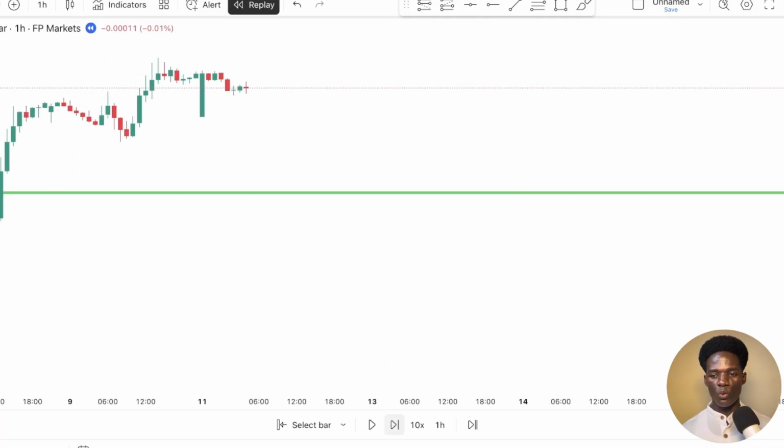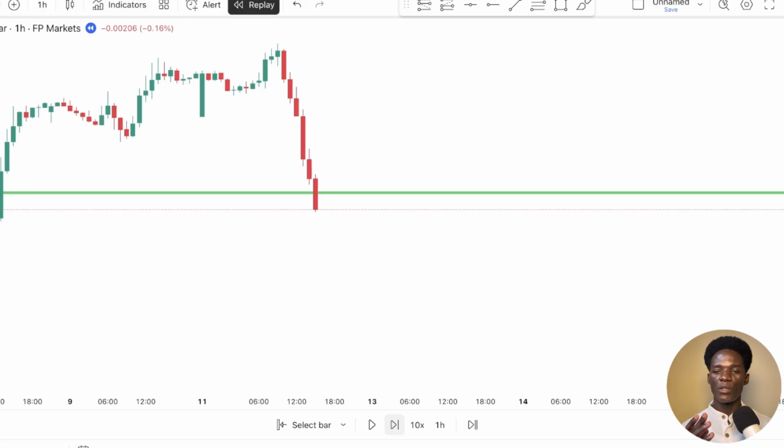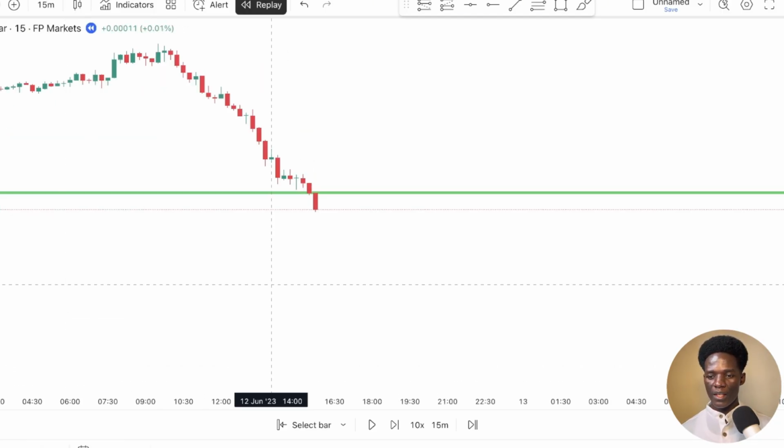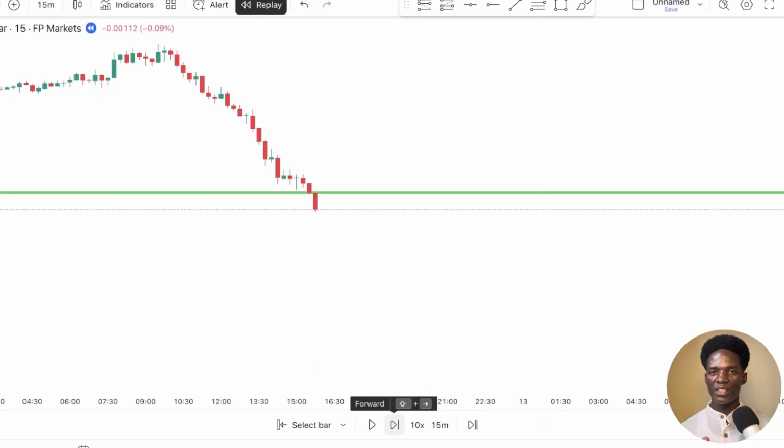Now let us wait for price to come back at our key support level. Now the price has reached our key support level. When the price reaches your key support level, you want to scale down to the 15 minutes time frame to get prepared to enter for a buy position. Let us go to the 15 minutes time frame, which is the lower time frame. And we don't just enter immediately. We want to wait for price to give us confirmation.